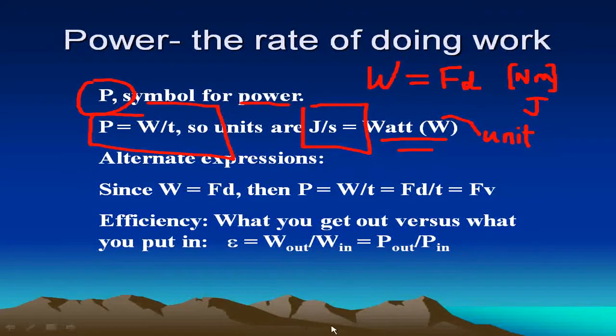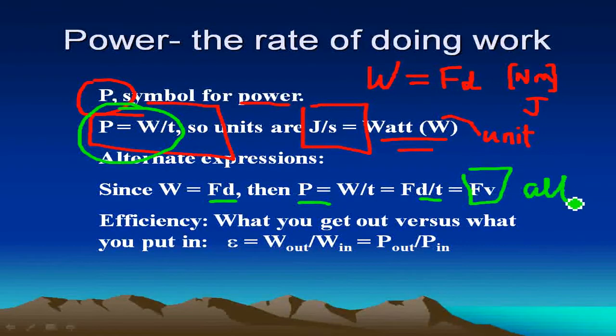Let's emphasize that. This equation is the definition of power. Notice as well, if we put in the definition of work in our equation for definition of power, replacing W with F times D, we can also write power as a product of force times velocity. That's sort of an alternate definition of power.